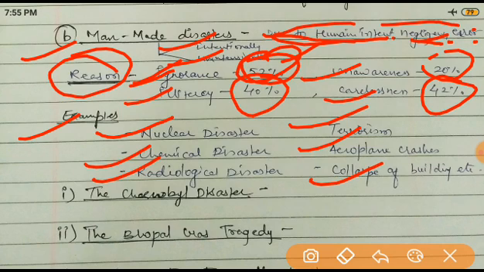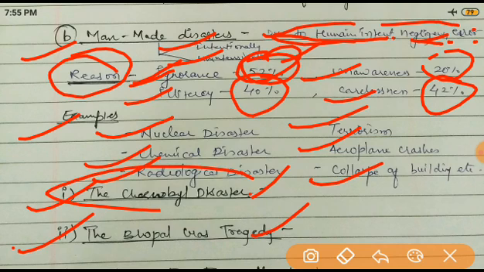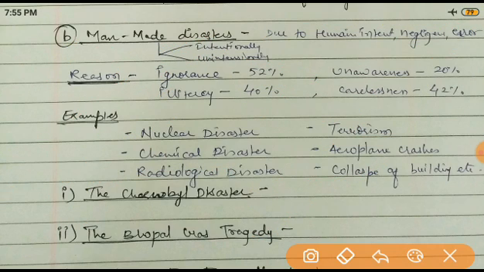These man-made disasters are very drastic. First of all, let me give one example. In the world, there are two greatest disasters. One is the Chernobyl disaster, and another one is the Bhopal gas tragedy. Chernobyl is in Ukraine, and Bhopal is in Madhya Pradesh. First of all, we are talking about the Chernobyl disaster. What is that? Chernobyl disaster.